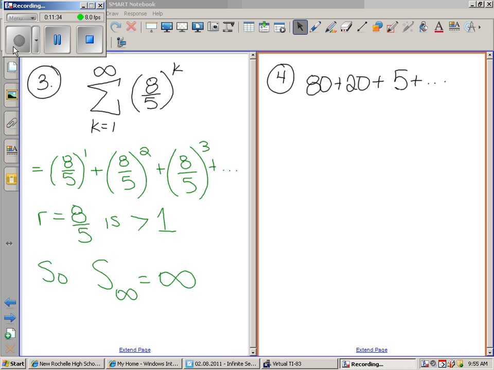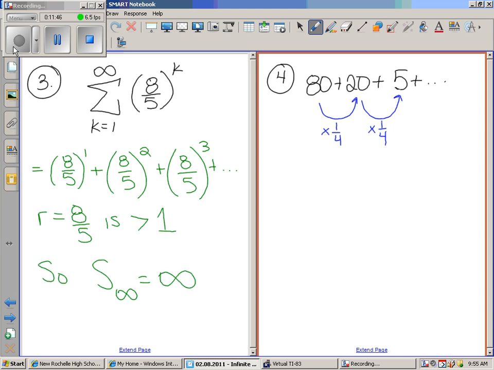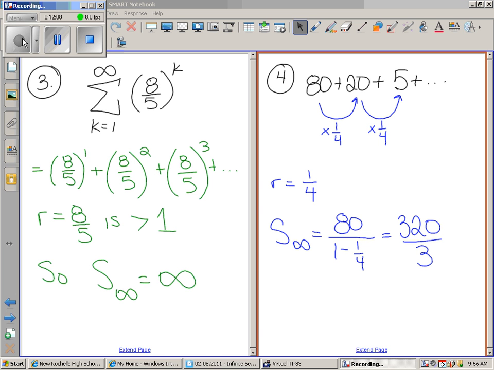All right, let's do question number 4, and then we're going to get out of here. I'm going to put your homework up. So let's take a look. Does anybody see a pattern going on here? Okay, times a fourth. So that must be the r. r is going to be equal to a fourth. So does the series converge? Yeah, it does. And so if it does converge, then all you have to do is use this formula. It's going to be 80 divided by 1 minus a fourth. We've got to figure out what that is. The answer is we get 320 over 3.